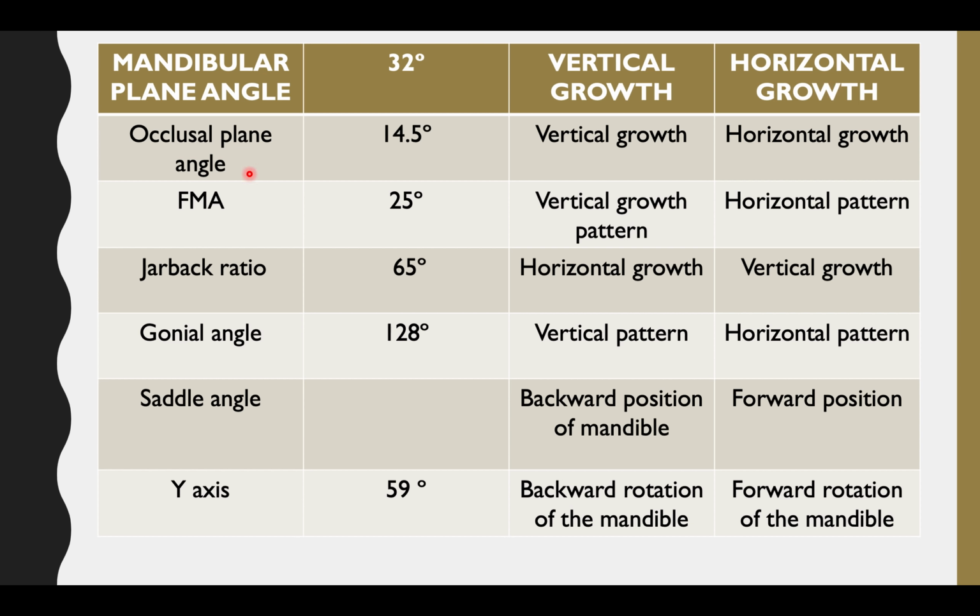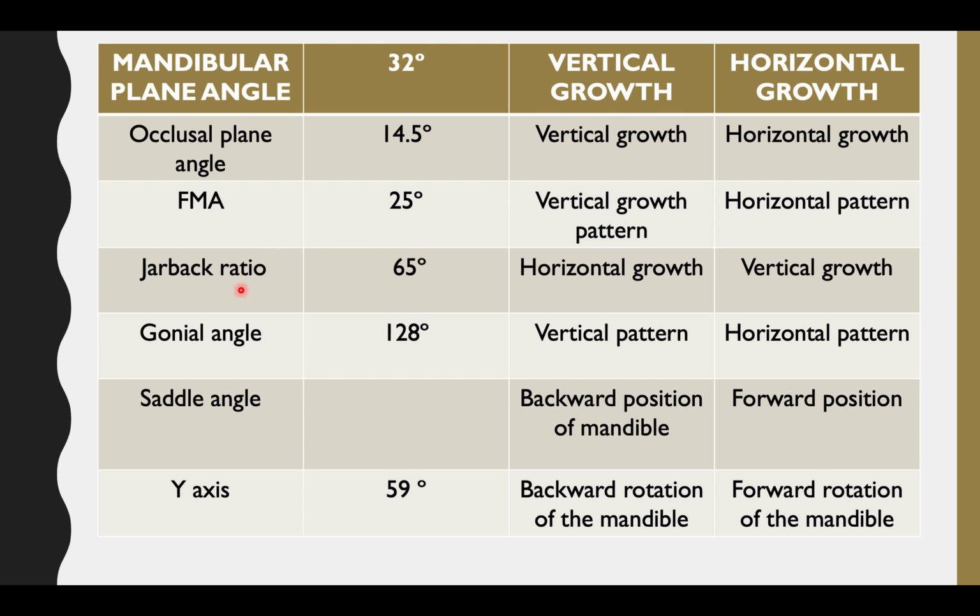Next comes your occlusal plane angle, that is the angle between your occlusal plane and FH plane. It is 14.5 degrees. Again, this is also orientation. If it is increased, vertical growth; if it is decreased, horizontal growth. These all follow the same as the mandibular plane. Then FMA in Tweed's analysis, the angle between your mandibular plane and FH plane, is 25 degrees. Increased is the vertical growth pattern, decreased is the horizontal growth pattern.